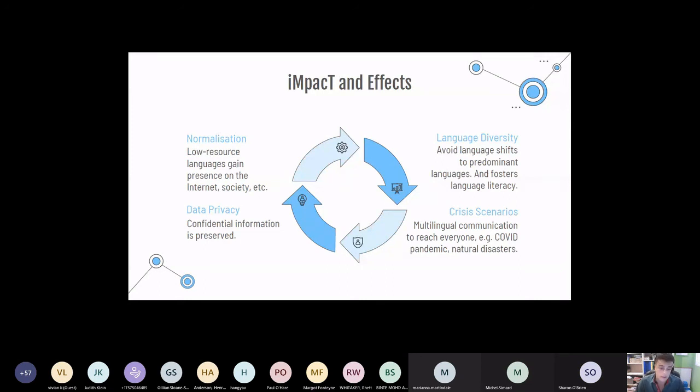We can also gain data privacy and respect it. That's also really important, and it's one of the most important research things right now, because confidential information is preserved, and we can use this both for our personal information or even for clients' information in case we are professional translators. And at the end, this will also help in crisis scenarios, for example, in multilingual communication to reach everyone, in natural disasters, or even in the current COVID pandemic, where probably safety measures are not available in Catalan, but they are in Spanish, and it may not reach some people.